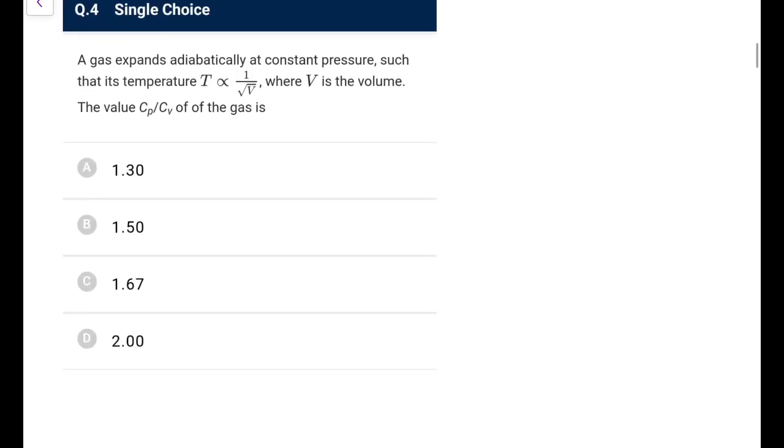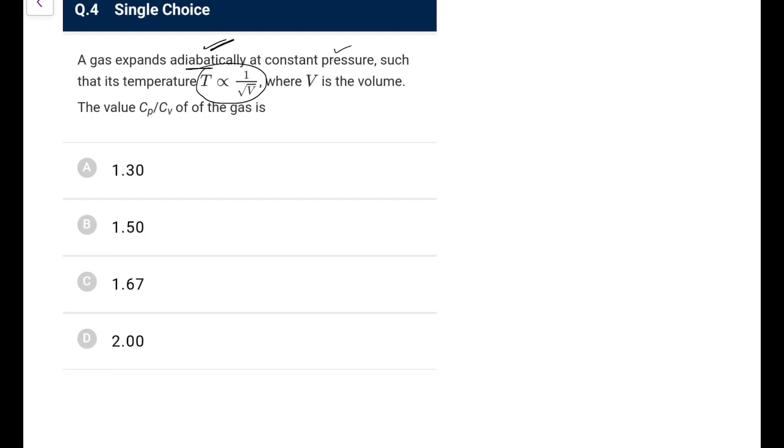Next one, always do such questions like that. Similarly, you see this next one. A gas expands adiabatically, written at constant pressure. It expands adiabatically at constant pressure also, such that its temperature T is proportional to 1 by root V. Now this is something which is very typical. It's tough to say it is isobaric as well as adiabatic, but I'll go with the adiabatic word only.